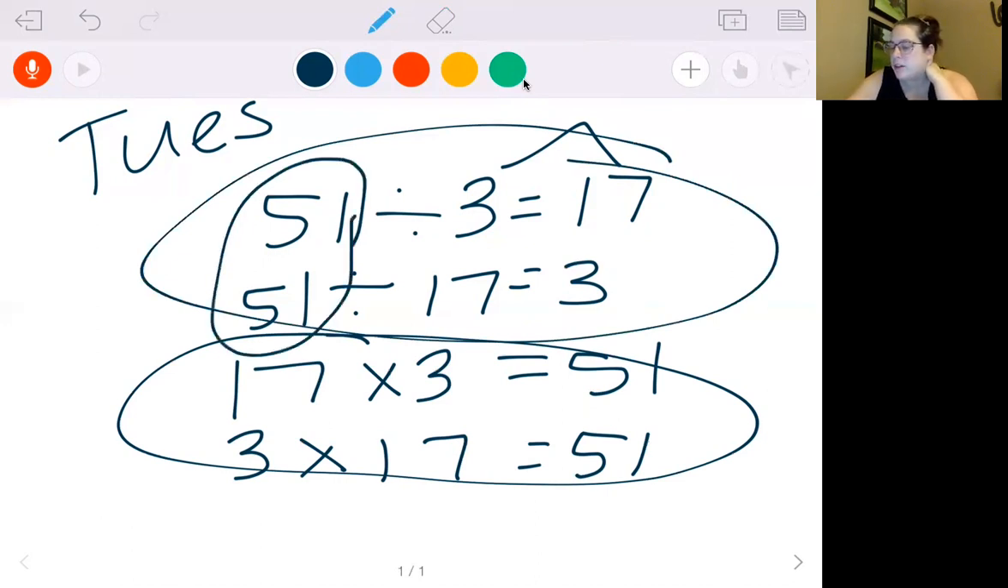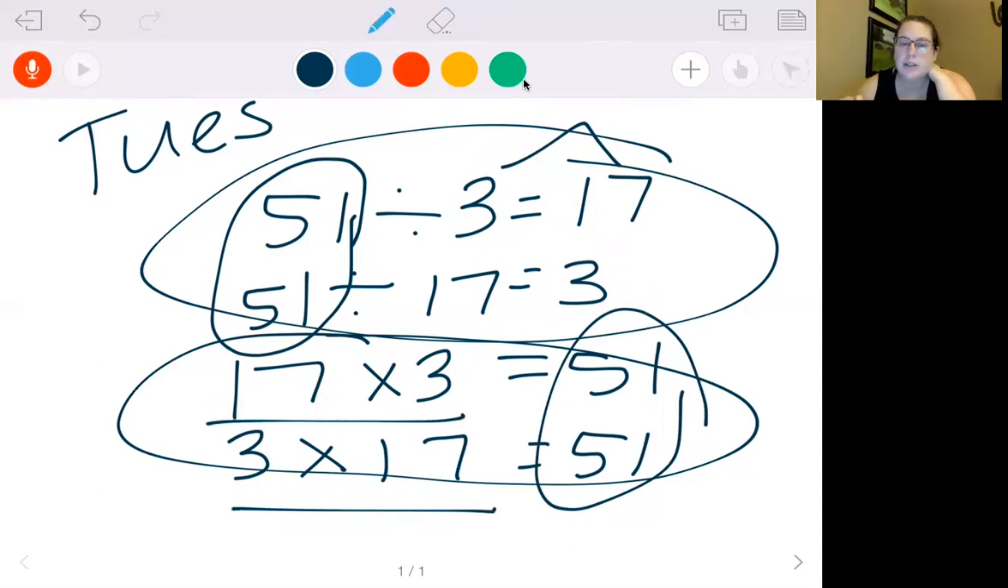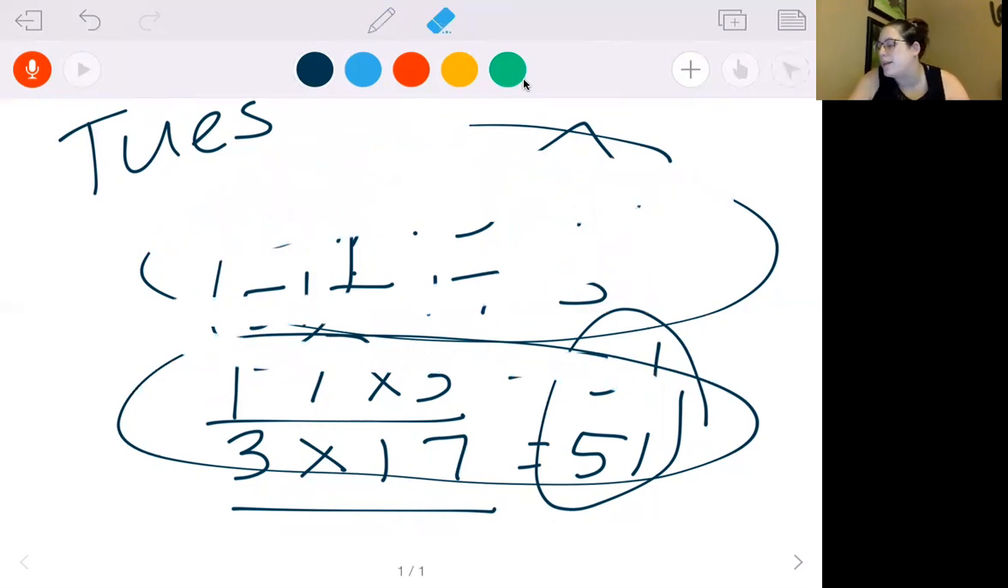51 has to be your dividend because it's the bigger number, so it has to go first. Then you can flip which way you want to do your divisor and your quotient. Right here, 51 has to be your product because it's bigger, and you can use the commutative property for these two factors. Okay, so let's see. Today you're going to do 1 through 9. So let's do number 1 together.